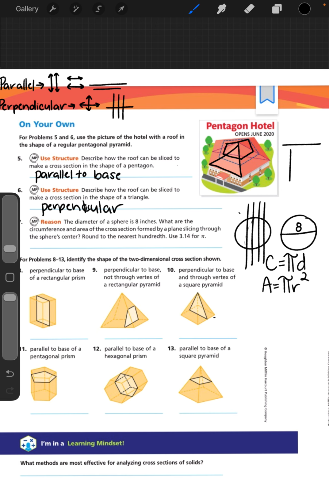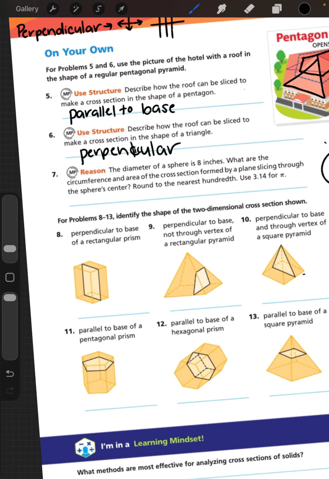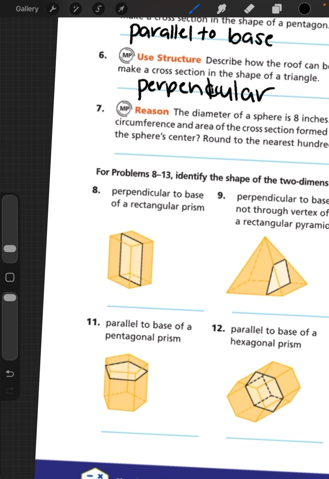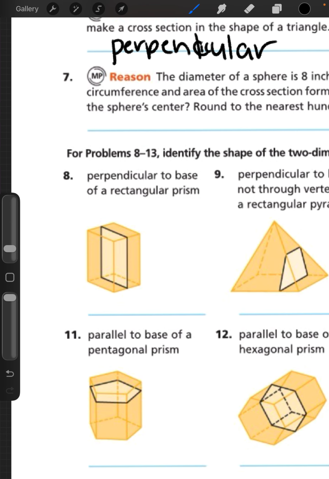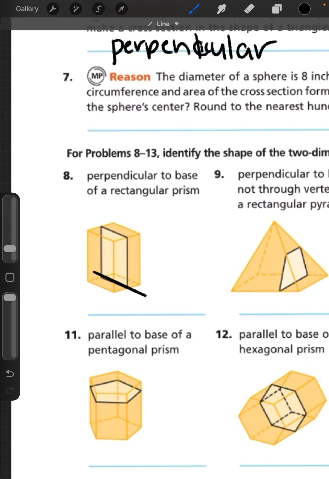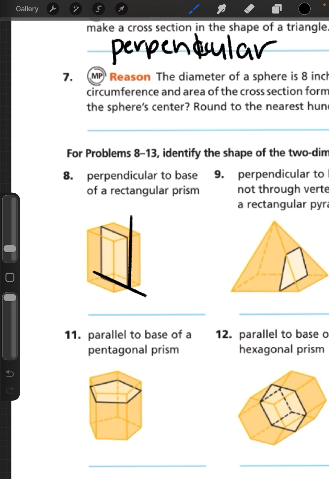Okay, for the next section, it's asking you what shape you're going to get depending on how you cut the shape. So for example, number 8, we're cutting a rectangular prism perpendicular to the base. Do you guys see how this is the base and they're cutting it this way? This is perpendicular because see, that's a 90-degree angle.